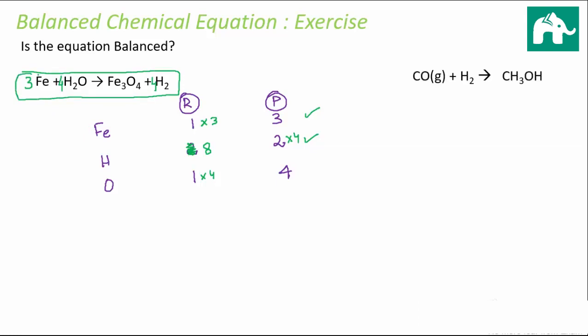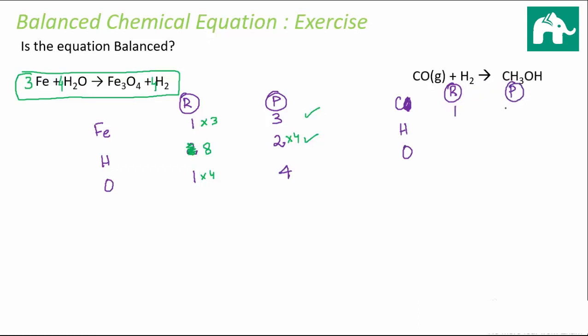Let's look at the next example. Here we have carbon monoxide plus hydrogen gives CH3OH. Let's identify the elements which are involved there. One is carbon monoxide, hydrogen. Okay, so it's basically carbon, hydrogen and oxygen. These are the 3 elements involved here. Right? Let's look at the count of the number of atoms on the reactant as well as product side.